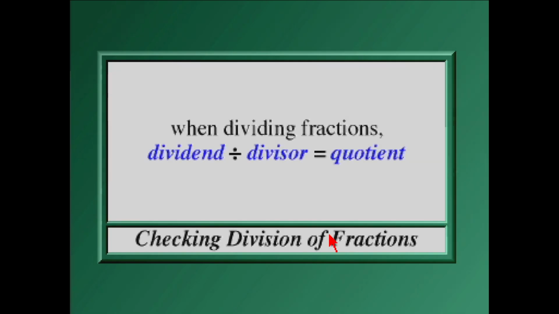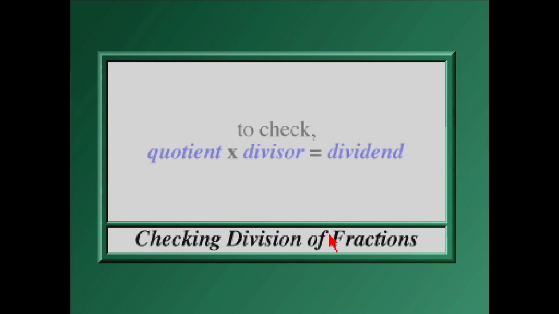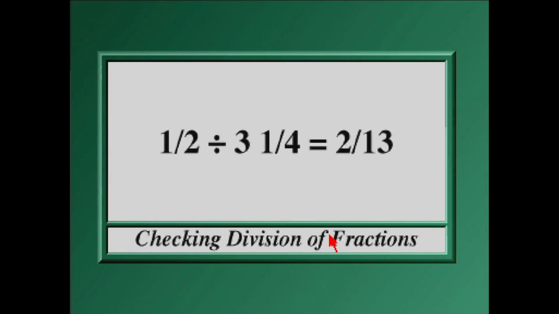When dividing fractions, the dividend divided by the divisor equals the quotient. To check, the quotient times the divisor equals the dividend. For example, 1/2 is divided by 3 1/4. The quotient is 2/13. 1/2 is the dividend, and 3 1/4 is the divisor.